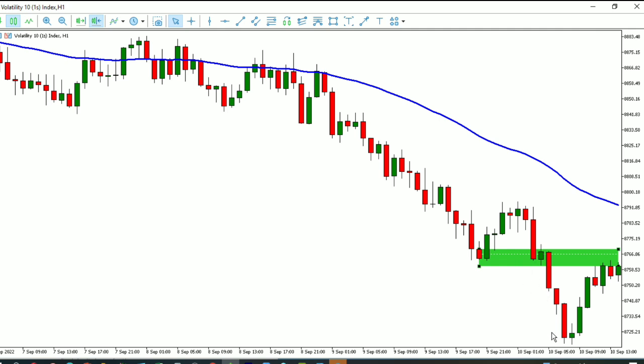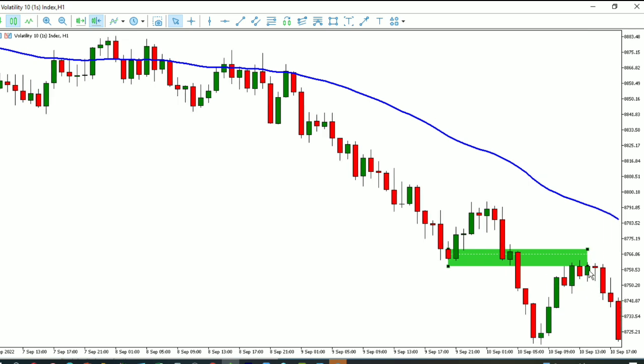Now back to this strategy, you can see that the market comes back into this zone here. Now I'm looking for any candlestick pattern which shows me that there might be a reversal. So as you can see at this point right here, we get an inverted hammer. This candlestick is called an inverted hammer.